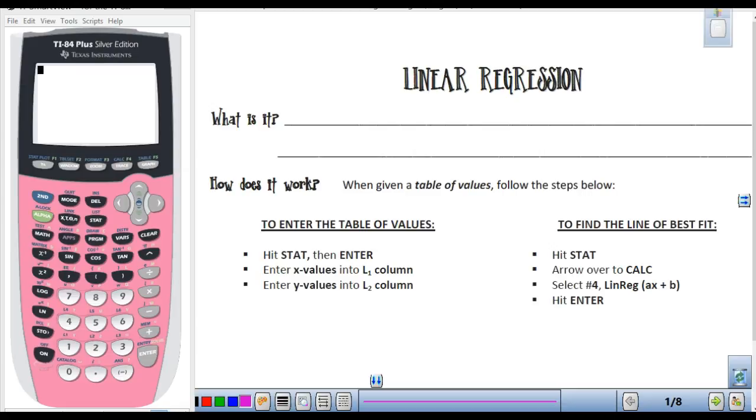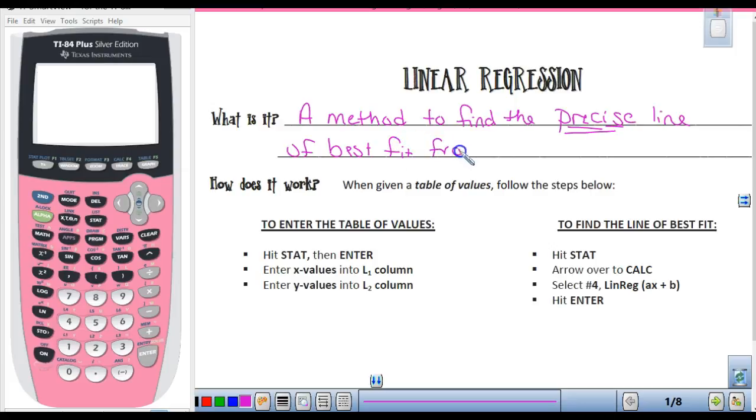All right, so linear regression is a method to find the precise, or the exact, line of best fit from a set of data.